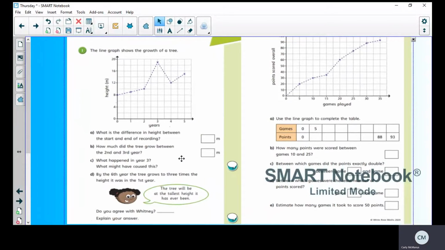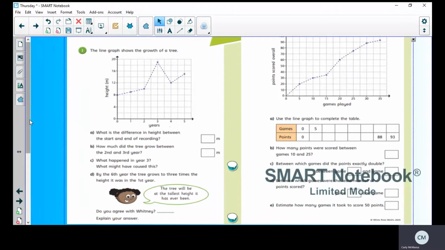Remember, if you're finding the difference, if you're finding how much more or how much less, it will be a subtraction. So have a look what this tree started at, 0 years old, and what it ended at, 5 years old, and find the difference. Because how much did the tree grow between the 2nd and 3rd year? Well, have a look at the 2nd year and the 3rd year.